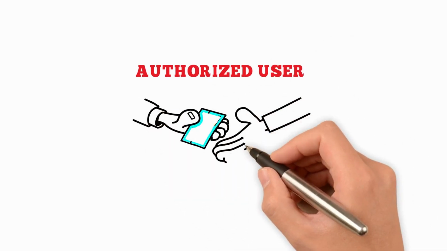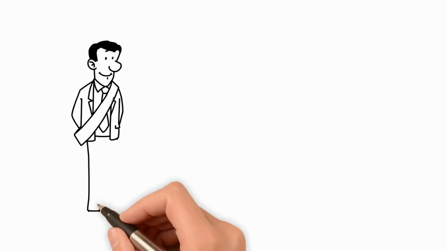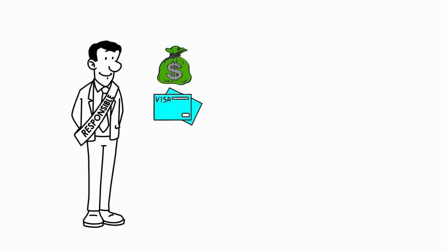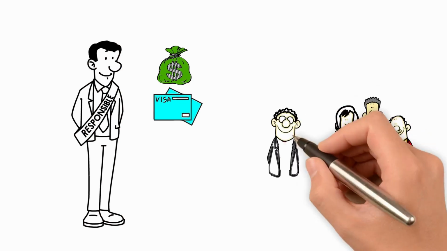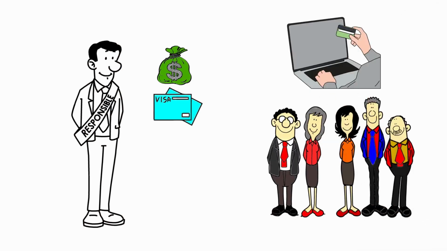An authorized user means that you give another person the right to use that credit card. You are still fully responsible for any charges put on the card, but this allows more than one person to have access to the credit card's available balance for purchases.